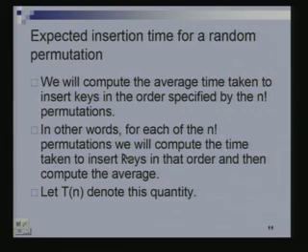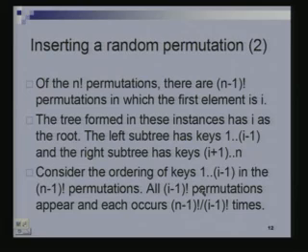So that is what was being said here. For each of the n factorial permutations, we compute the time taken to insert the keys, which is what we did for T3, and then compute the average. So that gives us the value of T3. But we cannot do the computation in this manner; we have to do it cleverly because we have to compute what T of n is.